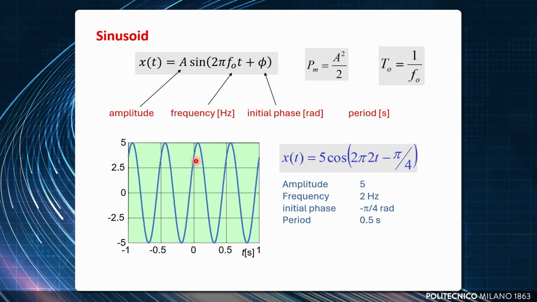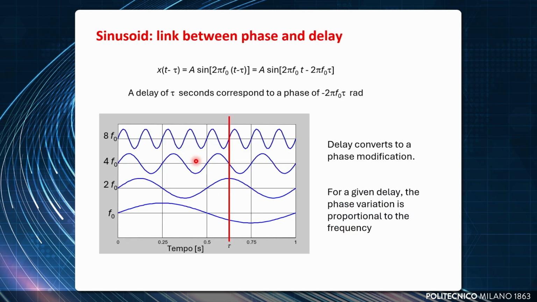I want to show you briefly also what happens if you delay some sinusoids. So delaying the sinusoid is like changing the phase, and what happens is that if you have many sinusoids at different frequencies and you put the same delay to all of them, so you can think of this signal which is the summation of them, you have that for each sinusoid you are removing a number of cycles which is proportional to the frequency of the sinusoid. So the delay converts to a phase modification, and for a given delay this phase modification is a function of the frequency.